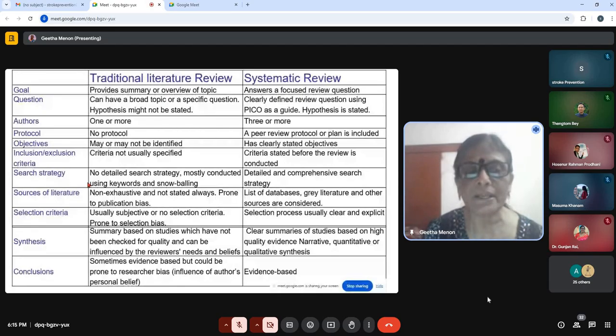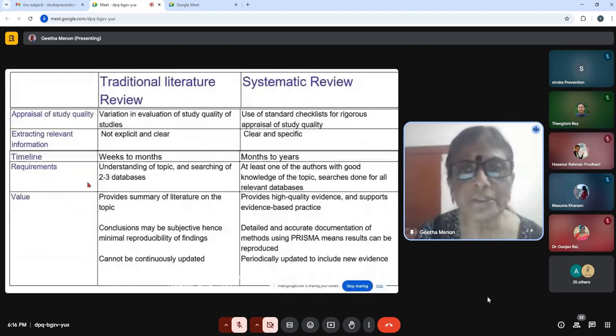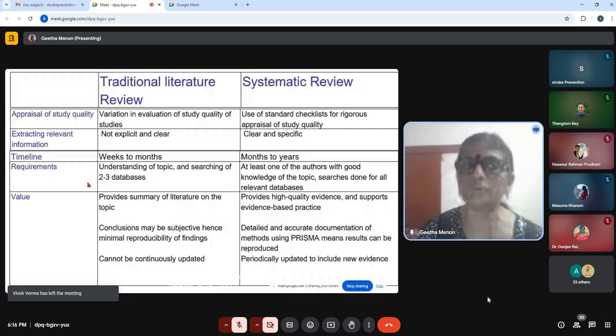It is just summarizing evidence gathered from individual studies, and the conclusions based on a systematic review are evidence based, whereas in a traditional review the conclusions sometimes may not be evidence based, because they are more influenced by the author's beliefs. There are more differences between a systematic review and a traditional review. We need to understand this, because in a systematic review, every study that goes into it has to be critically appraised using standard checklists, and it goes through a rigorous appraisal process, whereas in a traditional review, no such thing happens.